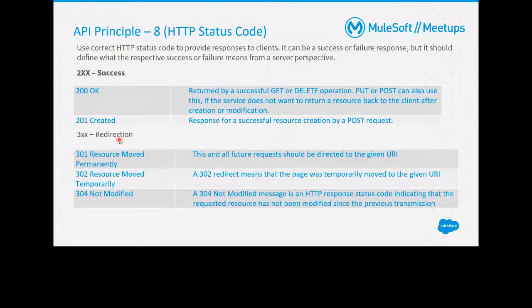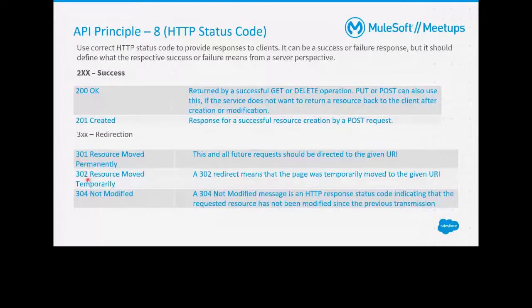Now, what about 304? It is the not modified status. It indicates that the requested resource did not modify since the previous transmission. So let's say the previous transmission that you did didn't modify the resource. The next time you call it, it is still remaining the same. Not that much of a use, but still good to know. I mean, 304 is not modified, but 301 and 302 are really useful.